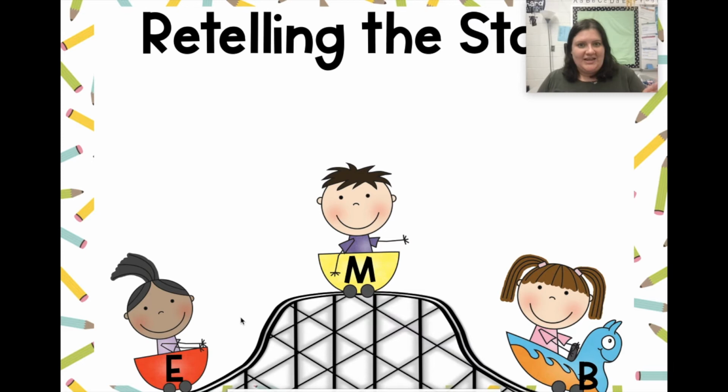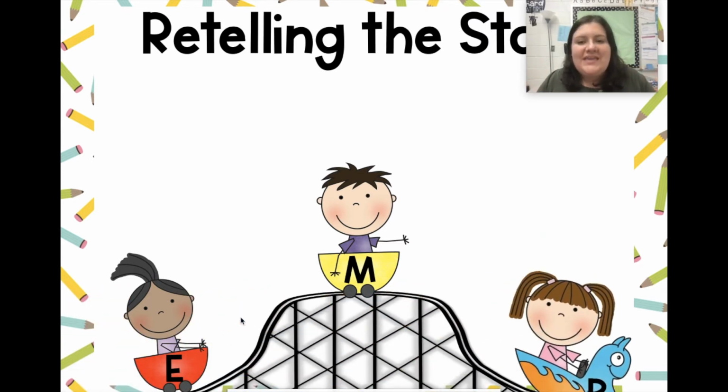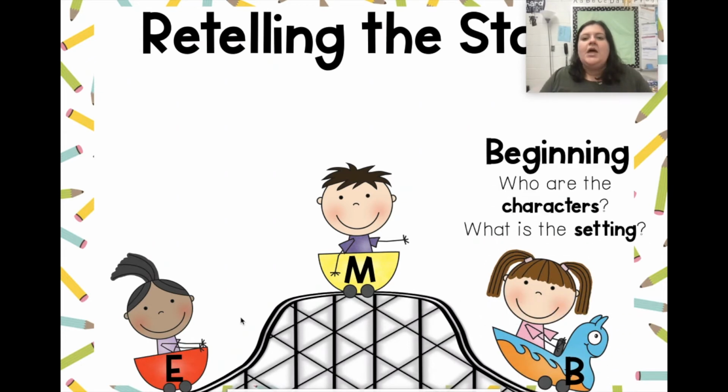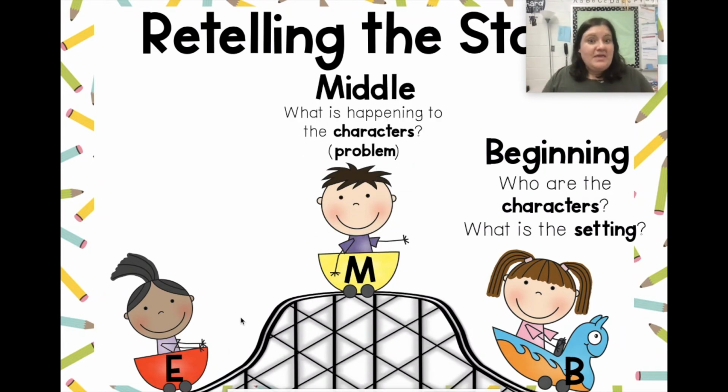You have your beginning, your middle, and your end. So in your beginning of the story, you talk about who the characters are, and you may describe the setting. You might also talk a little bit about the problem, but the problem grows a little bit bigger in the middle. The middle is what is happening to the characters, aka the problem.